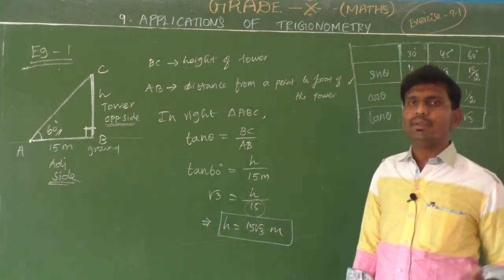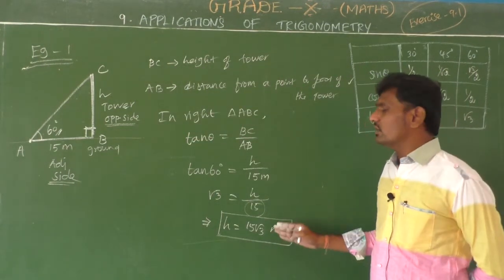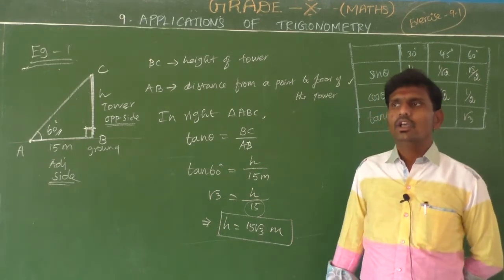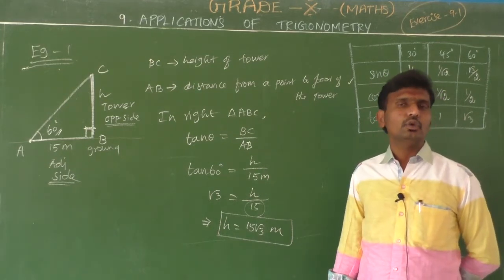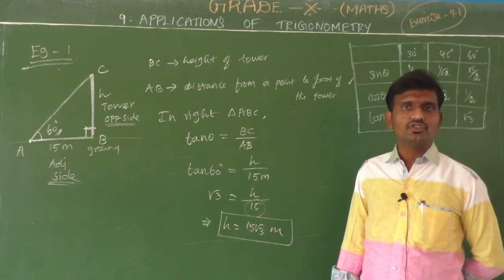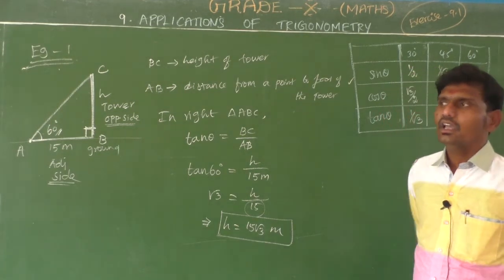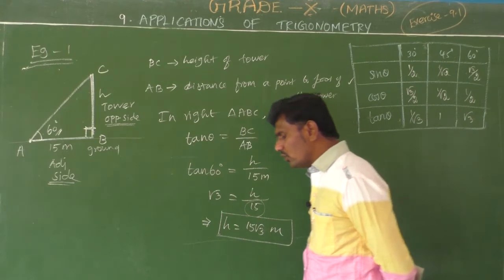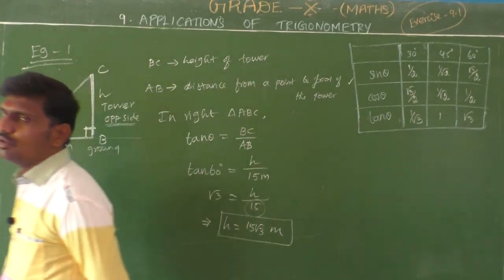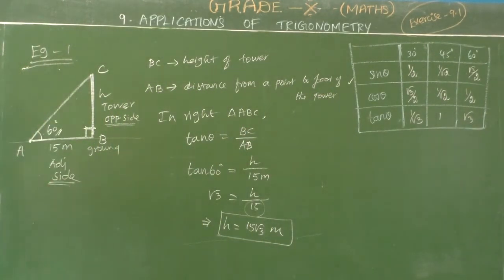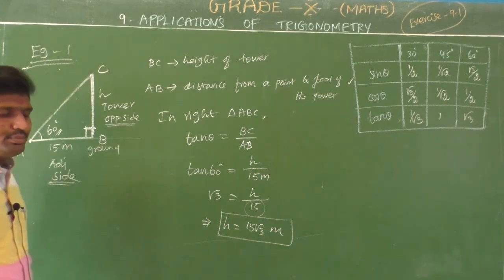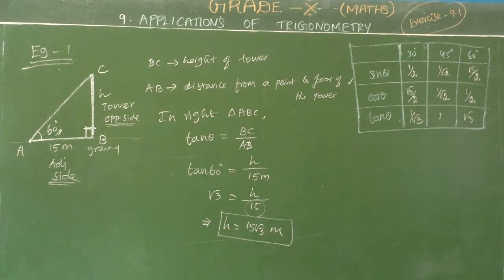In some places in the question, the value of root 3 is given as 1.732. In your 9th syllabus you prepared, students, root 3 is 1.732 and root 2 is 1.414. All these you prepared in your 9th syllabus. So what is the height of the tower? 15 root 3 meters. Okay, have we got it, children?